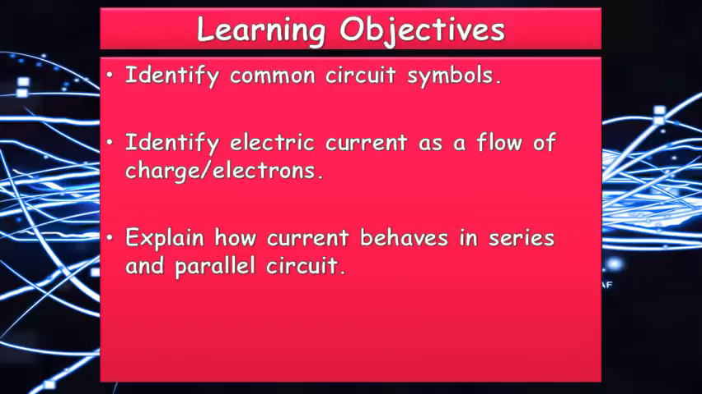So today's learning objectives are going to be three: to identify common circuit symbols which you're going to use throughout the course, identify electrical current as the flow of charge or electrons, explain how current behaves in series and parallel circuits.